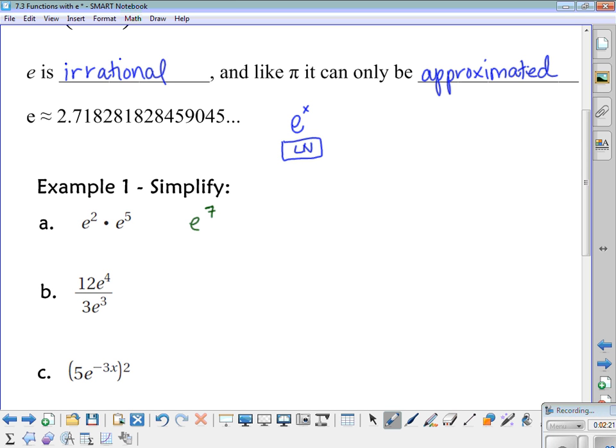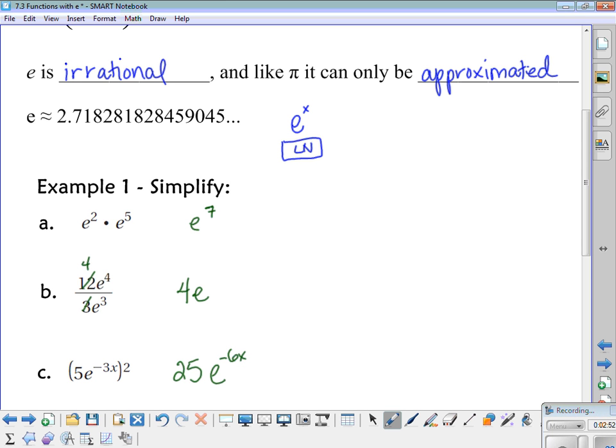For b, I would reduce the 3 and the 12, and then do I have more e's on top or the bottom? On top. How many more? Just one. So that would simplify to 4e. And then when we have a power to a power, we raise the numbers to the power. So 5 squared is 25. And then I multiply my exponents. So it would be e to the negative 6x. Okay? So we're just going to use our exponent rules to simplify it.